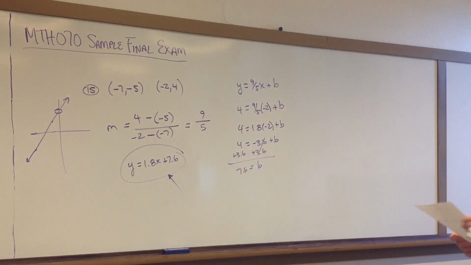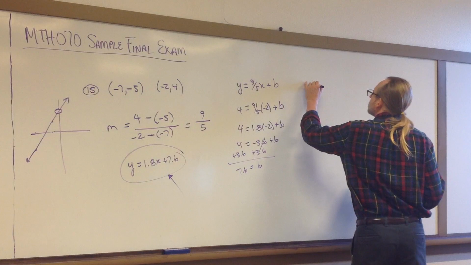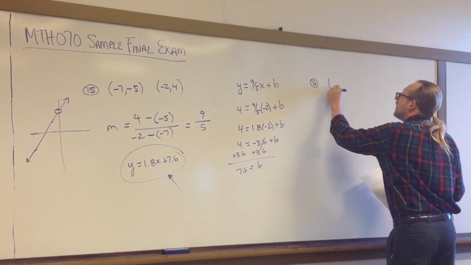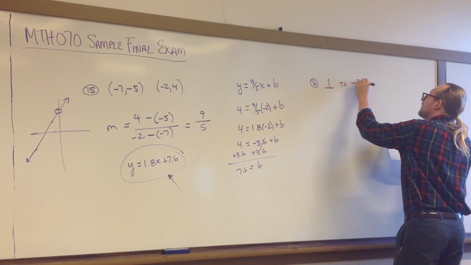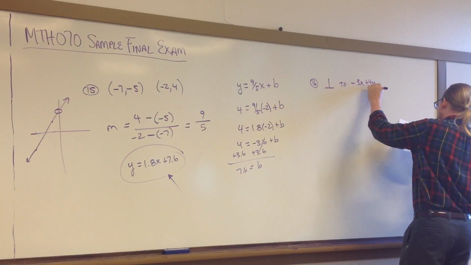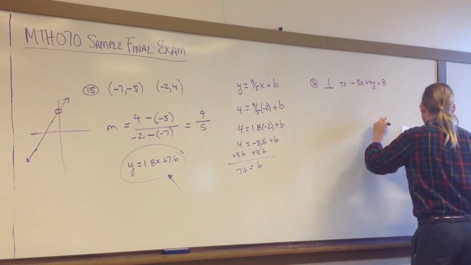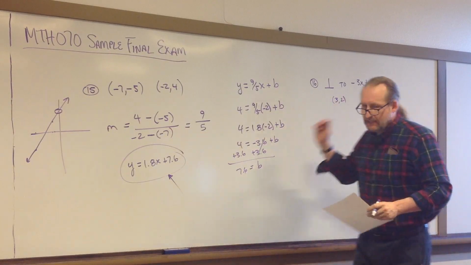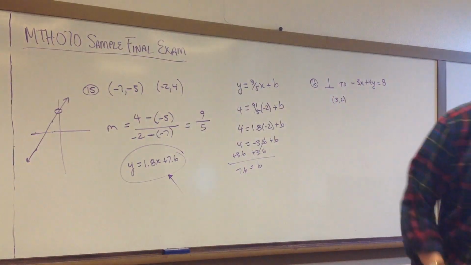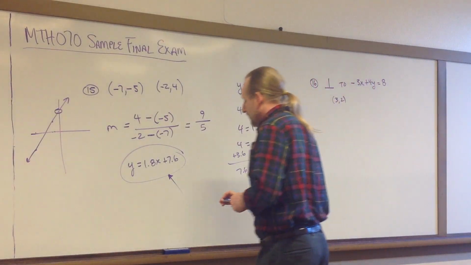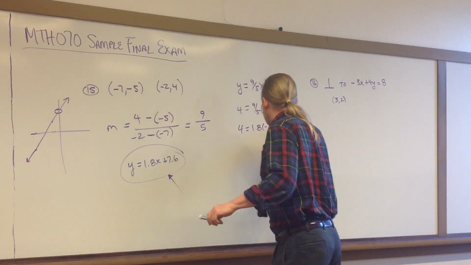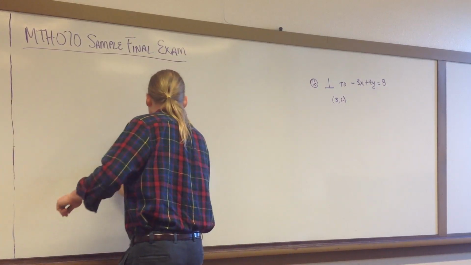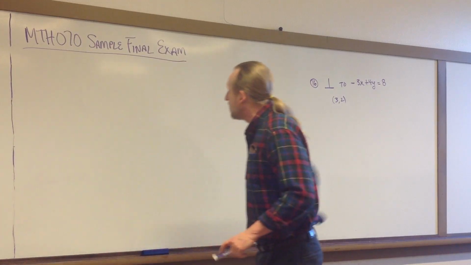All right, problem 16. Now we want a perpendicular line, perpendicular to -3x plus 4y equals 8. And we want it to pass through the point 3, 2. So I'll do what I did when I made a video for this assignment, which is to draw a picture for this. You don't have to draw a picture to do this problem, but I found that people frequently get confused because there's a couple different things happening in the problem.